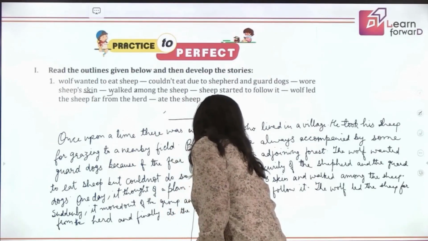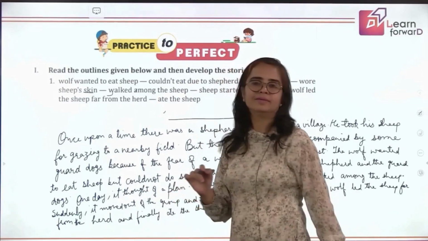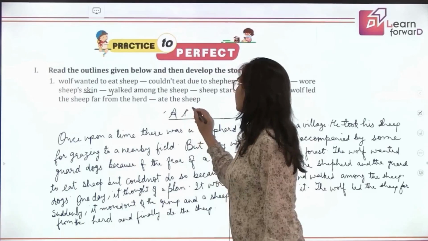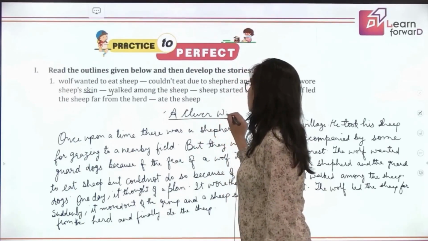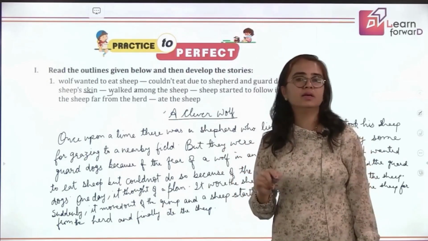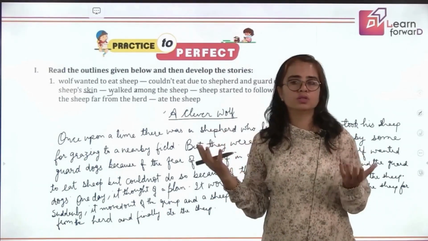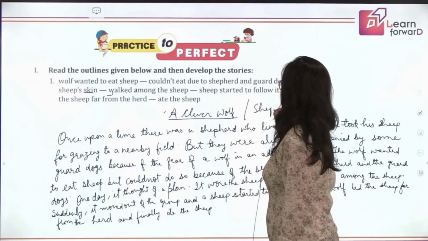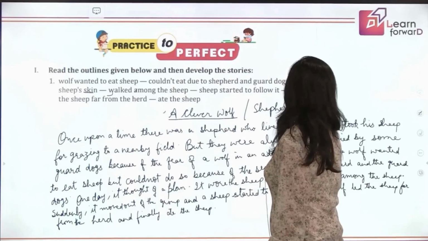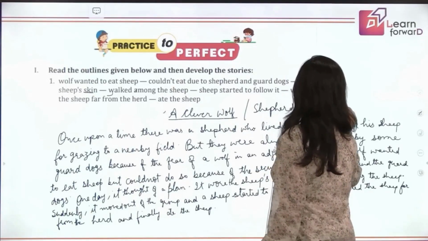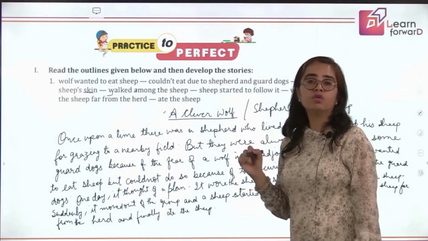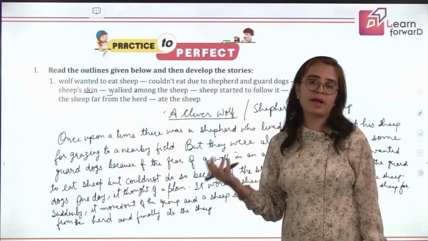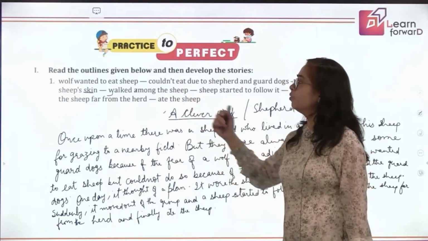Now, after finishing the story, can we think about the suitable title? Yes, good. That's a wonderful title. Let's write that only. We can say A Clever Wolf. Or what can be the other title of the story? You can also say The Shepherd and the Sheep. You can say The Wolf, or A Wolf and a Sheep, based on what you have written, right? So I hope by now you have understood how to write a story with the help of the given clues.